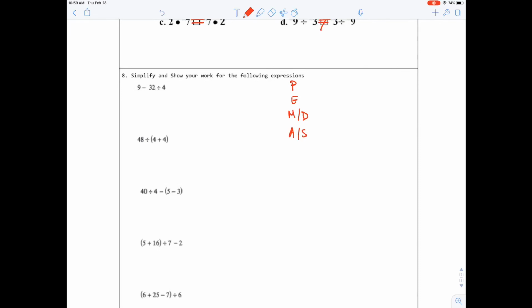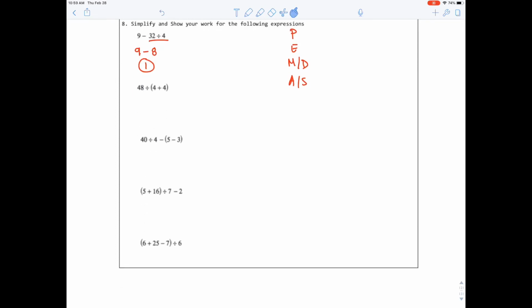So in my order of operations, 9 minus 32 divided by 4. Division comes before any subtraction, so I must do this first. What is 32 divided by 4? So 9 minus 8. Now I can subtract. 9 minus 8 is 1. There we go. Okay, I have parentheses here. That's what I need to do first. So now I'm going to bring everything down. 48 divided by 4 plus 4 is 8. Now I can do my division. 48 divided by 8 is 6.